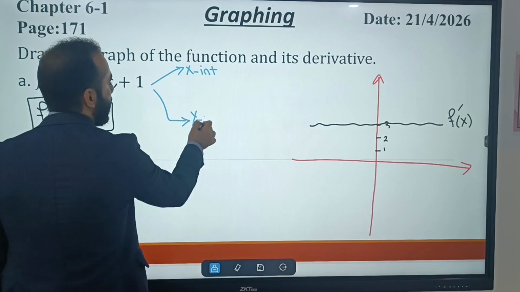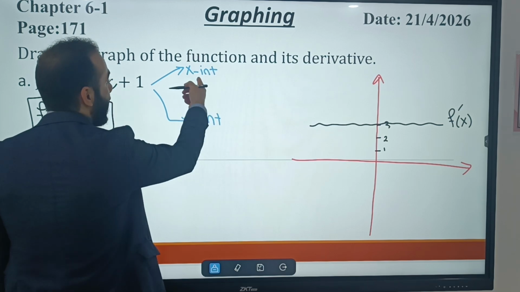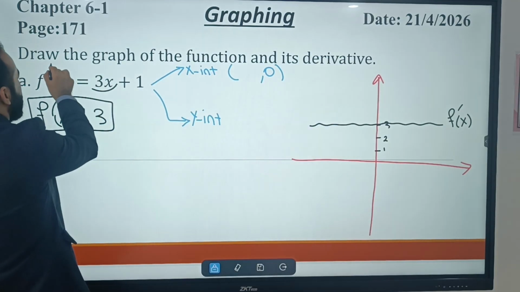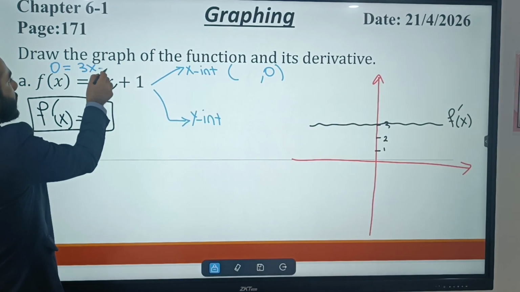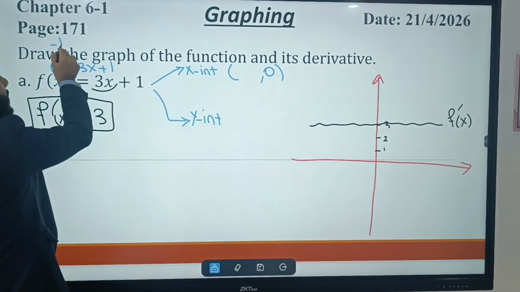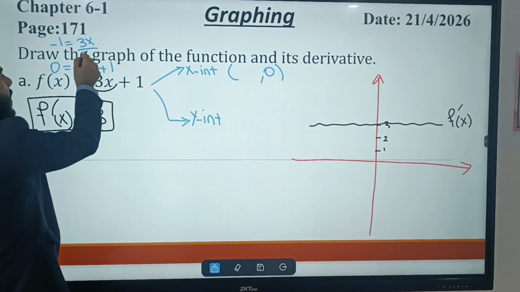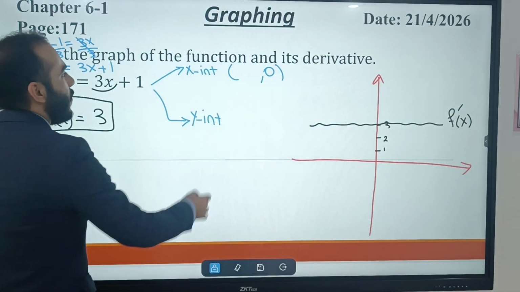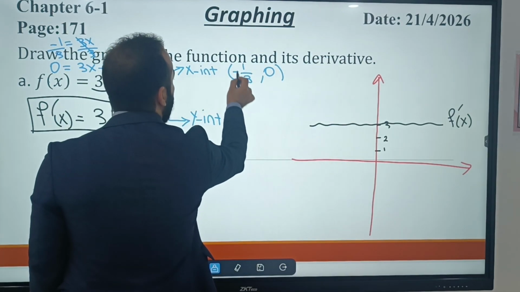X-intercept and y-intercept. Well, in x-intercept, y is 0. So make y 0. 0 equals 3x plus 1. Move this 1 to the other side. It's going to become negative 1 equals 3x, divided by 3, divided by 3. So x equals negative 1 over 3.